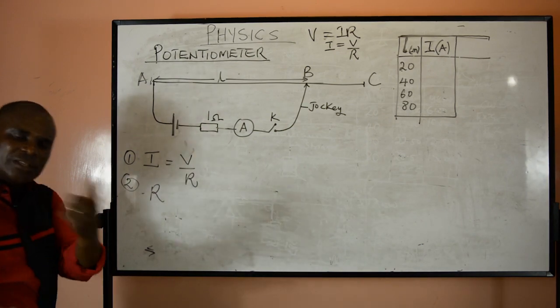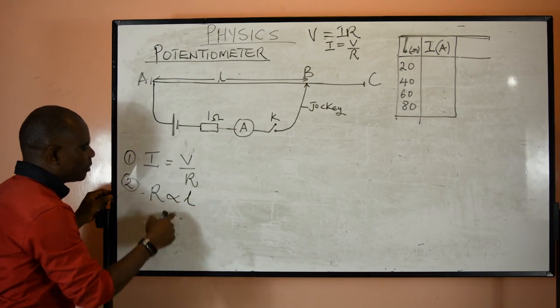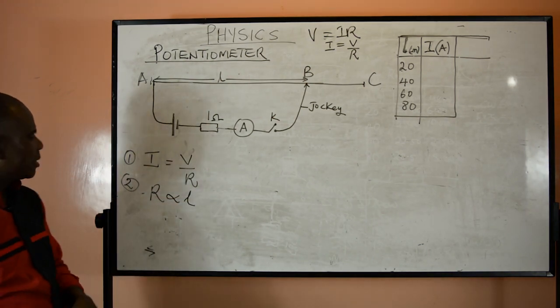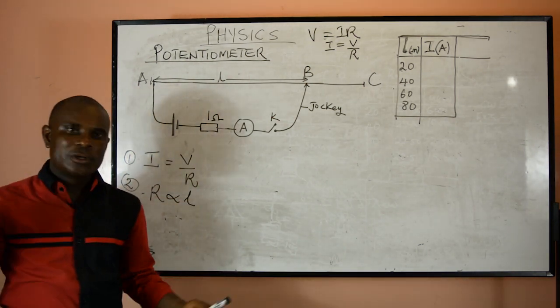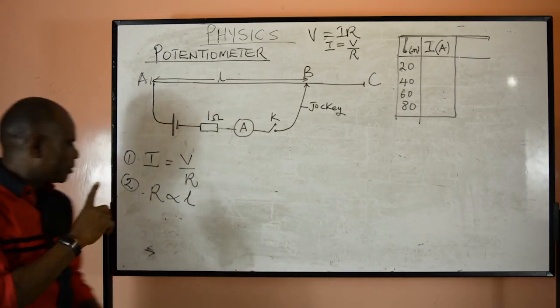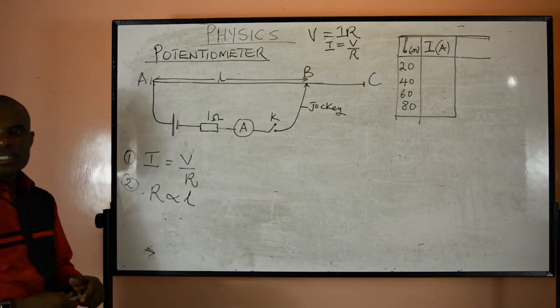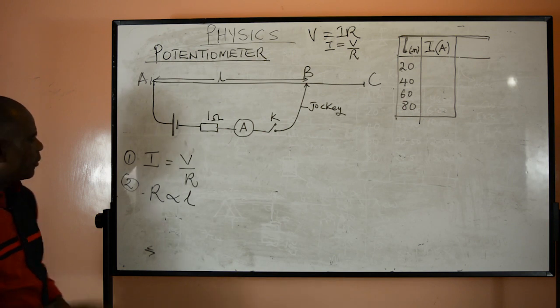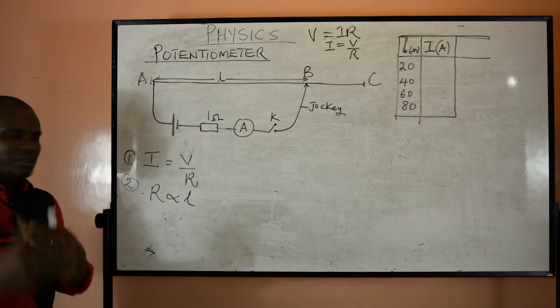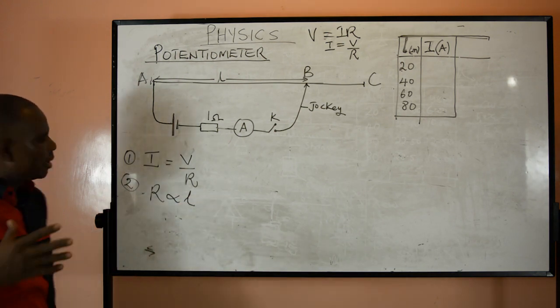We also established, inter alia, that the factors that affect the resistance of a conductor include the length of the conductor. And we want to relate the length of the conductor to its resistance. We know that the longer the conductor, the more resistance it offers to the flow of current. So the relation between the length of the conductor and the resistance is directly proportional. So if we know the relation between current and resistance, and we also know the relation between the resistance and the length, then we can combine the two.